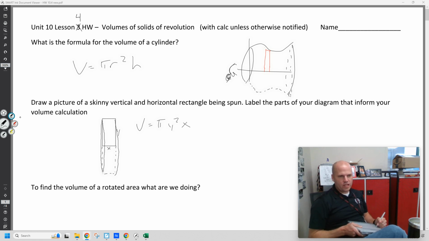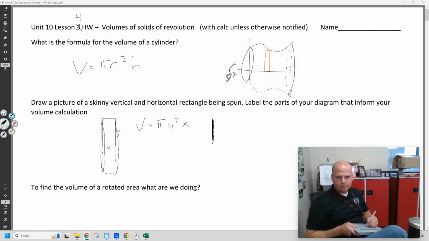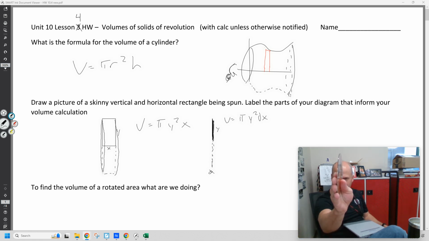But what if I take this rectangle and make it very, very skinny? You can kind of see it here. If you spin it, it still creates a cylinder. We still have a y distance, but the height, this x distance, is a very small x. So all of a sudden, we get the idea of pi y squared dx as being the volume of this skinny rectangle being spun, which creates this skinny tire.